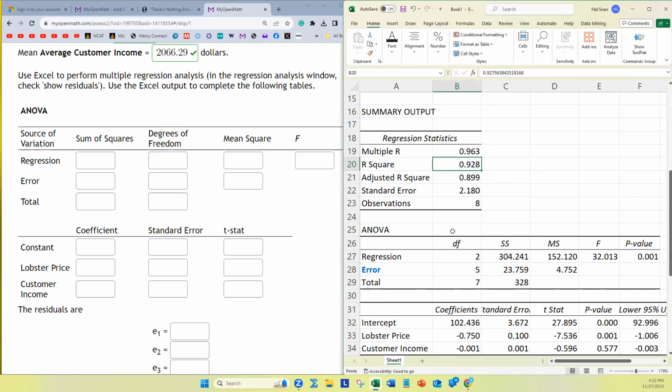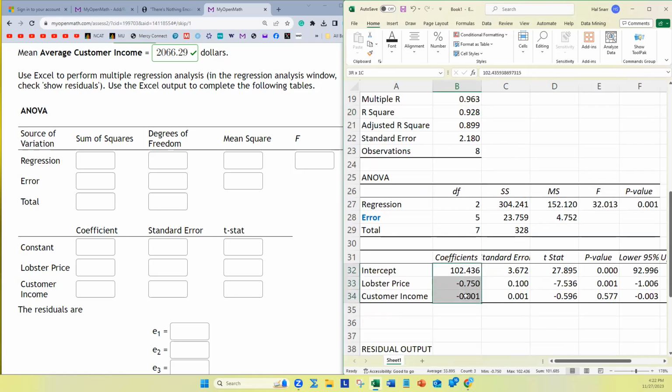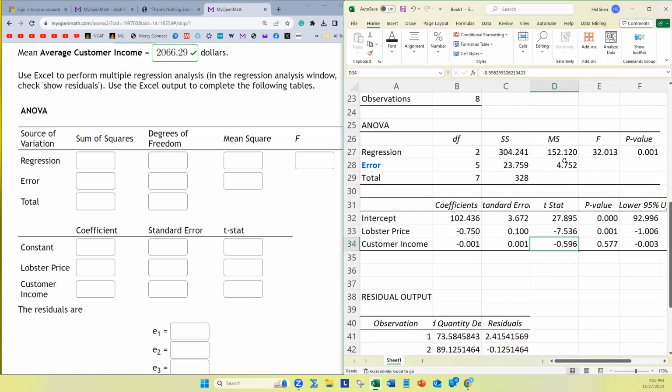And then one last thing, when you divide each of these by its corresponding standard error, you get the t-stat. Okay, so this divided by that is this t-stat. This estimated slope coefficient of lobster price divided by the standard error is this t-stat. This estimated slope coefficient of customer income divided by standard error is that t-stat, right? So that's some quick explanation of what these numbers are, or how some of these numbers are calculated.